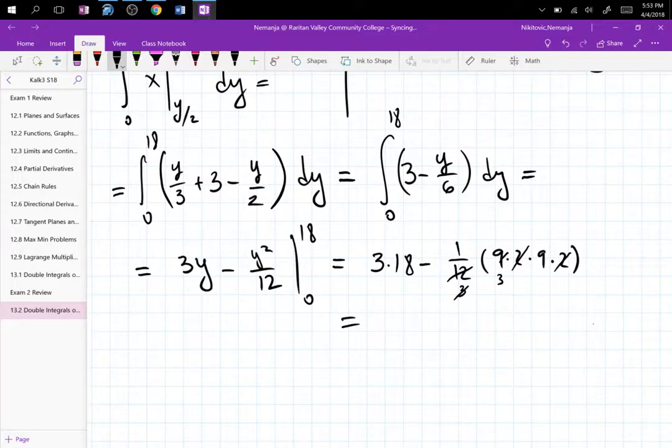Oh, actually, no, you can factor out 3. So that's going to be 18 minus 9, which is 9. So 27. Good enough. Or you can use the calculator.